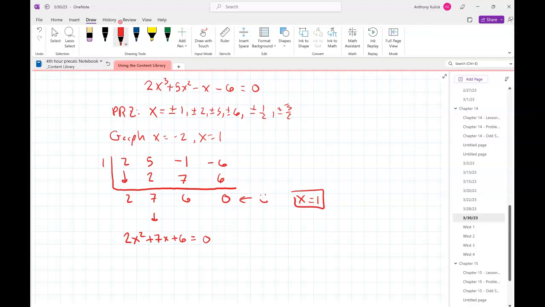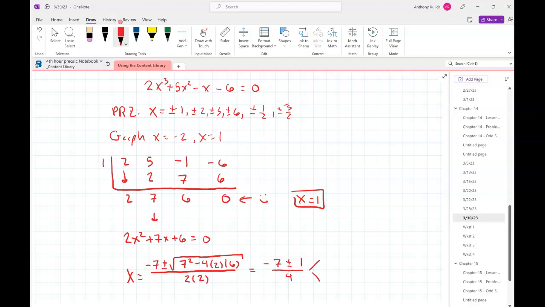So I'm just going to use the quadratic formula here. Now, I look at this and I can tell it's factorable, but it's going to be a long factor to do it because the leading coefficient isn't 1. So I'm just going to use the quadratic formula because, quite frankly, it's probably just going to be easier. So 7 squared is 49. And then 4 times 2 times 6 is 48. 49 minus 48 is 1, and the square root of 1 is just 1.